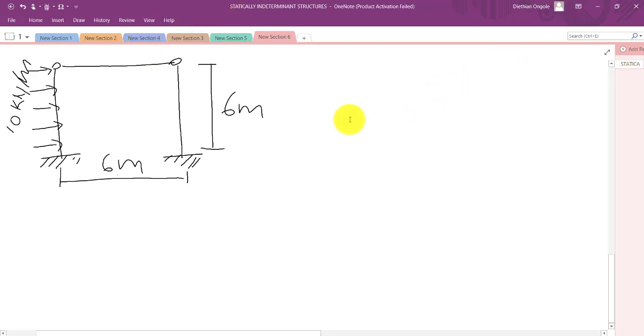So our next example is as follows. We have a structure that has got two rigid supports, and then here it has got an axial member. So as we said, the first thing, as always, we need to first find the basic structure.